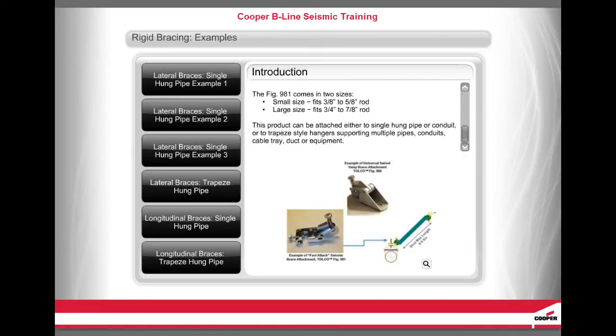The Figure 981 comes in two sizes. Small size, fits 3/8 inch to 5/8 inch rod. Large size, fits 3/4 inch to 7/8 inch rod. This product can be attached either to single-hung pipe or conduit, or to trapeze-style hangers supporting multiple pipes, conduits, cable tray, duct, or equipment.